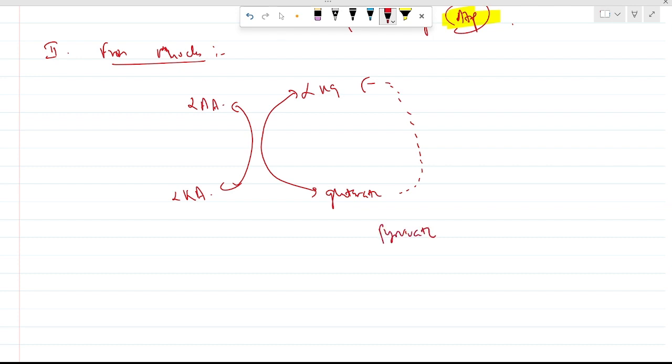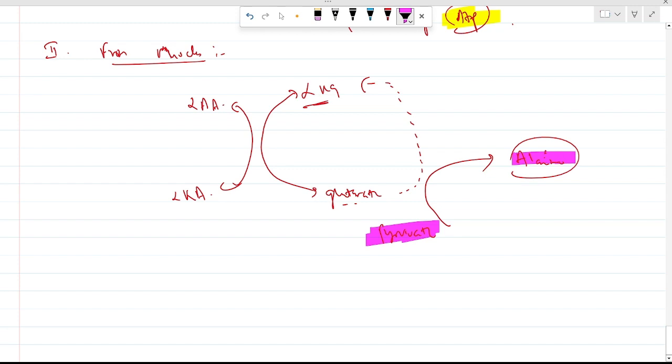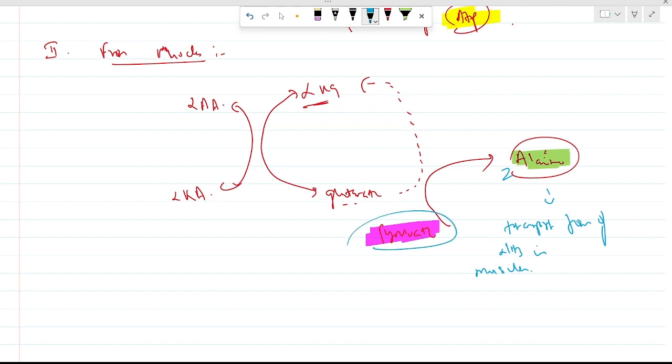Now this glutamate is getting converted back to alpha ketoglutarate, as this transamination process is a reversible reaction. Along with this, we have pyruvate in muscles, which is converted to alanine. This alanine is the transport form of ammonia in muscles. What is this? Alanine. Very important discussion. We've seen transport of ammonia in most organs including brain, that is glutamine, and also alanine in muscles from pyruvate. Now we'll see the final disposal of ammonia.